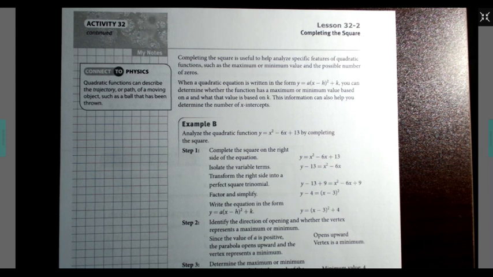Completing the square is useful to help analyze specific features of quadratic functions, such as the maximum or minimum value and the possible number of zeros. When a quadratic equation is written in the form y equals a(x minus h) to the second power plus k, you can determine whether the function has a max or min value based on a and what the value of k is. This information can also help you determine the number of x-intercepts.